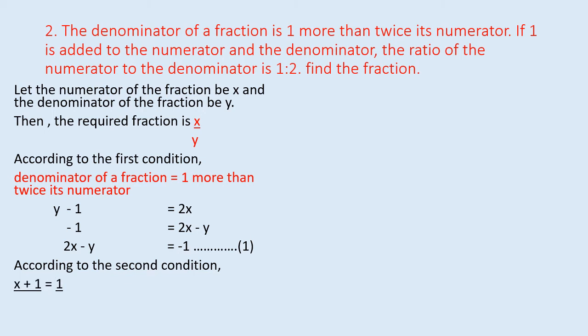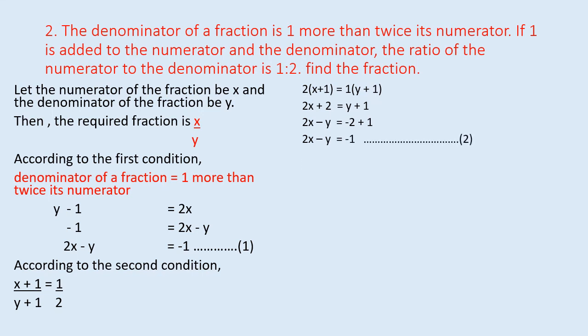Now after this, according to the second condition, we saw the fraction (x plus 1) upon (y plus 1) is equal to 1 upon 2. We will cross multiply. So 2 into (x plus 1) is equal to 1 into (y plus 1). Now open the brackets. So 2 into x is 2x, 2 ones are 2. 1 into y is y, 1 into 1 is 1. So x and y we bring on one side and we take all the numbers on the other side. So 2x remains there only, plus 2 goes on the other side, it becomes minus 2. y comes on the left side and becomes minus y, and 1 remains as it is. So when we solve this, we get 2x minus y is equal to minus 1.